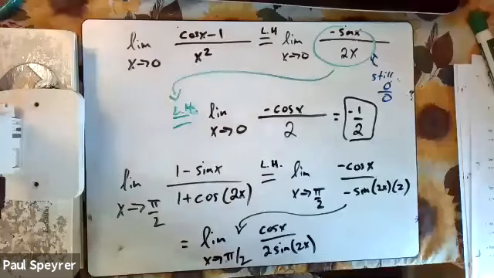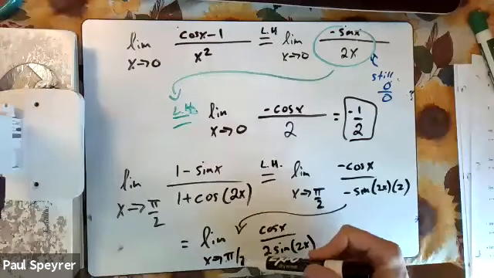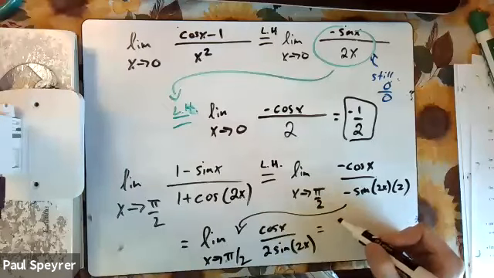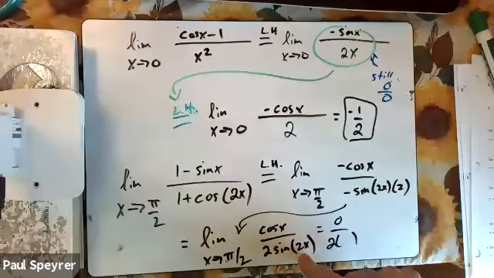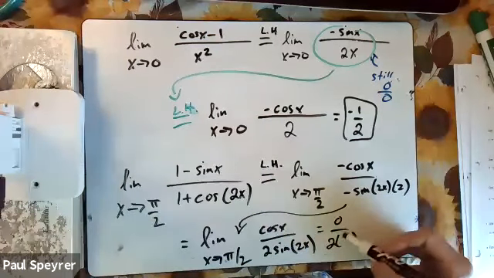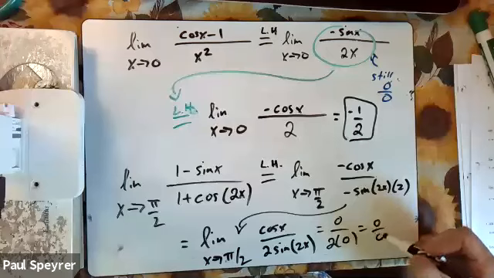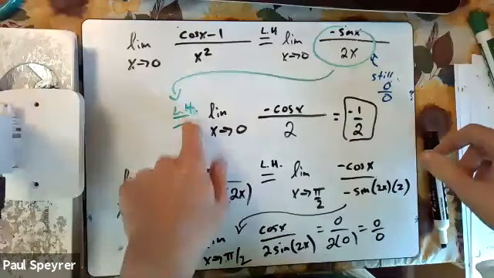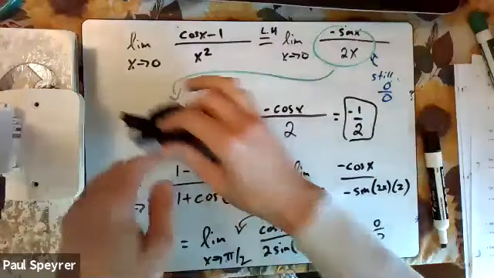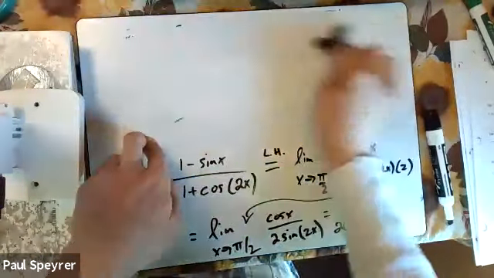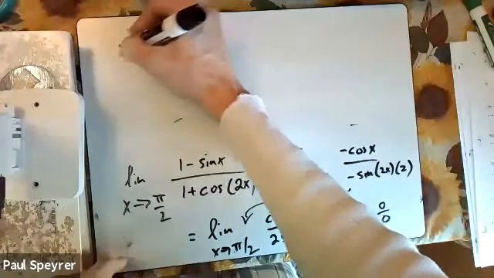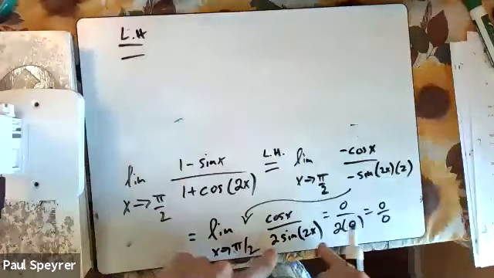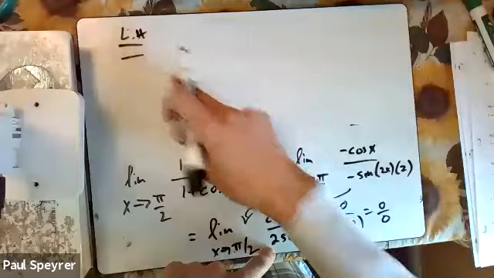Now, what happens if we plug pi over 2 in right here? What's cosine of pi over 2? That's 0. This is 2 times, what's sine of 2 times pi over 2? That becomes sine of pi, right? Because 2 times pi over 2 is pi. Sine of pi is 0. This is still 0 over 0. What does that mean? We need to L'Hopital it again, all right? So if we L'Hopital this expression, we're going up here now.